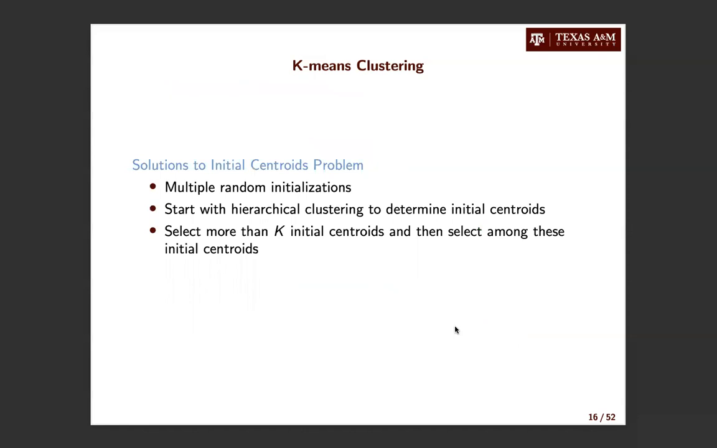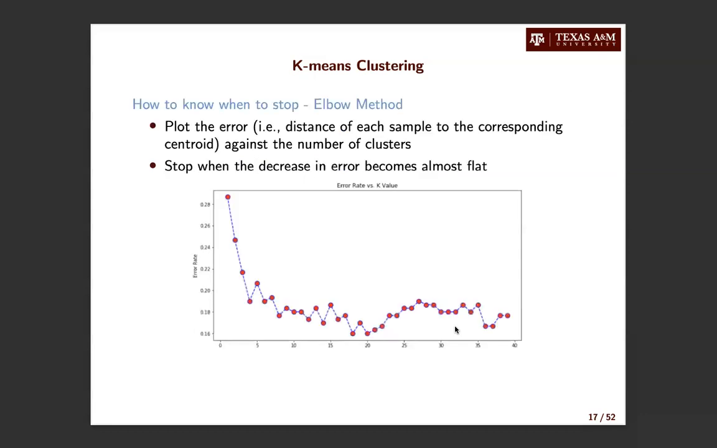Some other solutions in order to avoid this challenge with local optima is to first start with a hierarchical clustering approach in order to determine the initial centroids and then go to K-means. Or another solution is to choose more than K initial centroids and then just select the ones that make more sense after running the K-means algorithm.